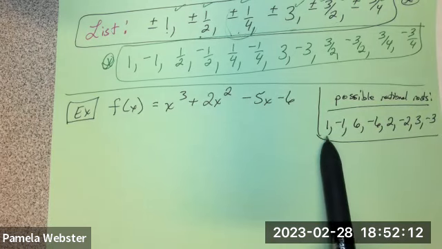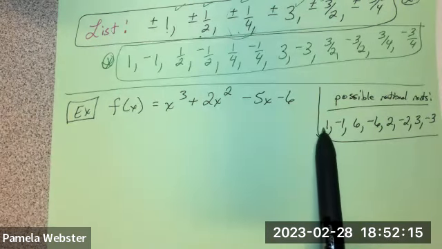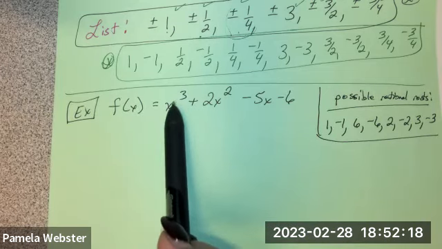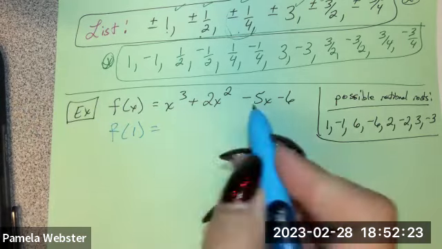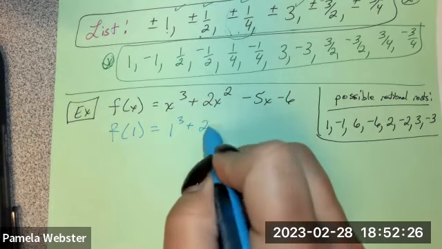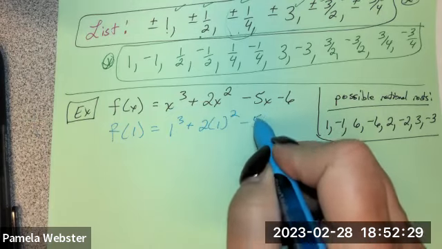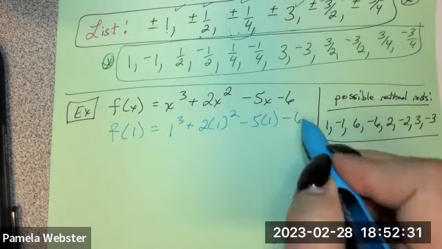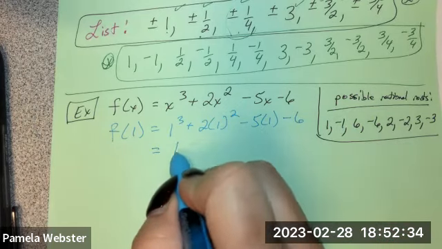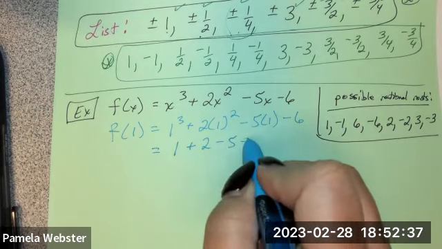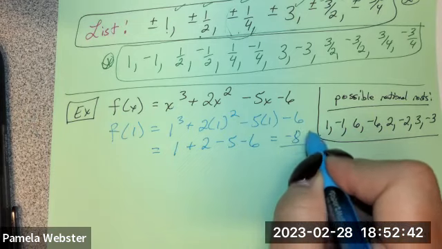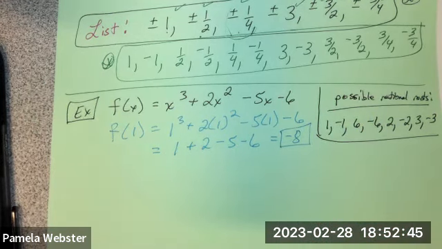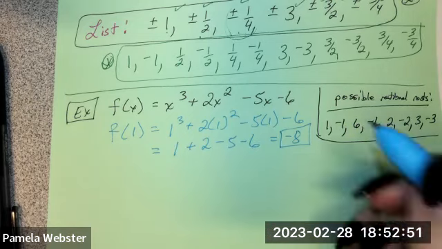So for instance, if I go to put in a 1 here, 1 cubed is 1. F of 1 is 1 cubed is 1 plus 2 times 1 squared, that's going to be a 2, 5 times 1, that's going to be a 5, and a -6. So f of 1 is going to be 1 plus 2 minus 5 minus 6. Well, that's a -11 plus a 3. That's a -8. So my question is, is 1 a solution to this particular equation, this function? And the answer is no, 1 doesn't work.